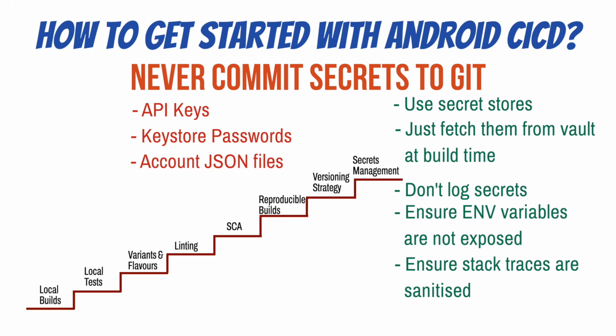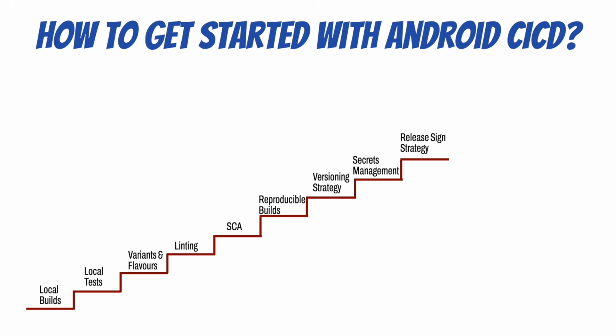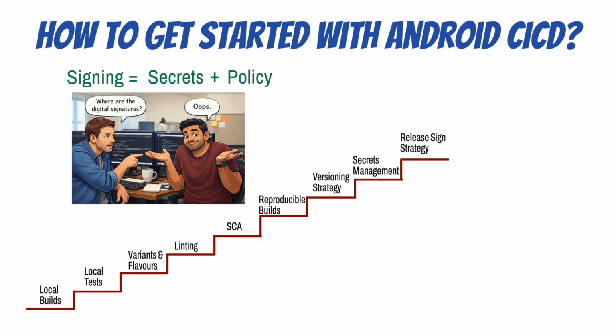Now that secrets are handled, signing becomes the obvious step, because signing is basically secrets plus policy. All Android applications must be signed, even the ones that you are executing on your local Android virtual machines or devices; they are also getting signed with debug signs. So Android releases must be signed, and losing control of a signing key means losing control of updates. It's not oops, it's game over.